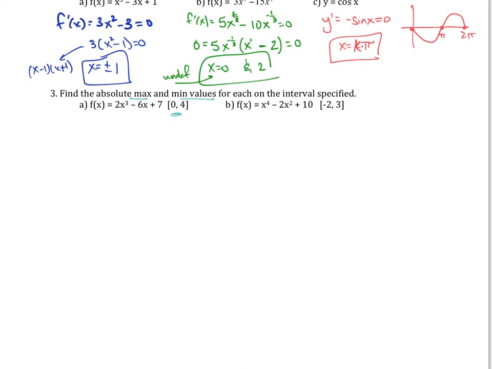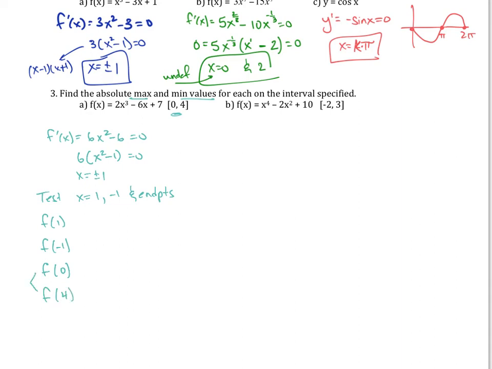All right, over here. So f prime of x becomes 6x squared minus 6. I set this equal to 0. I could take a 6 out. I'm left with x squared minus 1 equals 0. So x equals plus or minus 1. So I need to test x equals 1, negative 1, and the endpoints. So I need f of 1. I need f of negative 1. I need f of 0, and I need f of 4, because these are the endpoints. So I need to test all that.